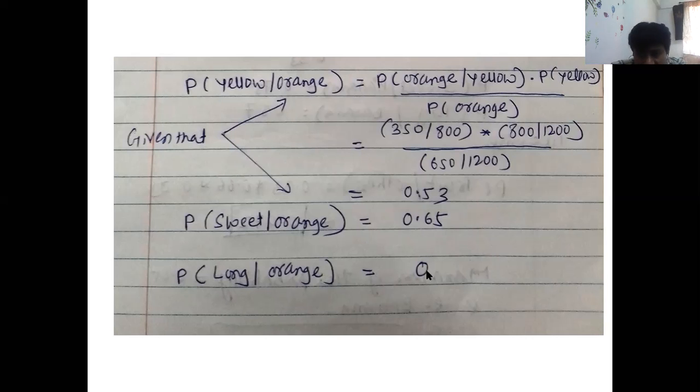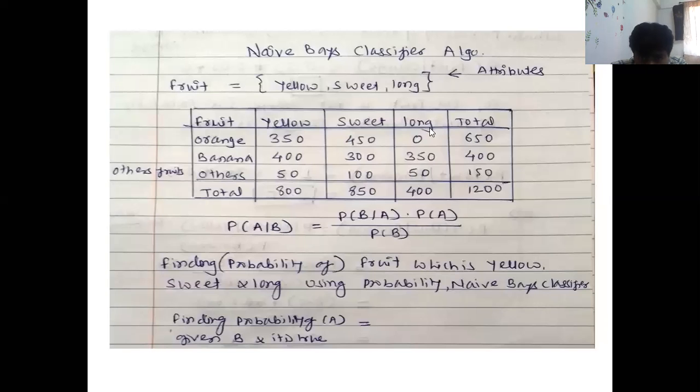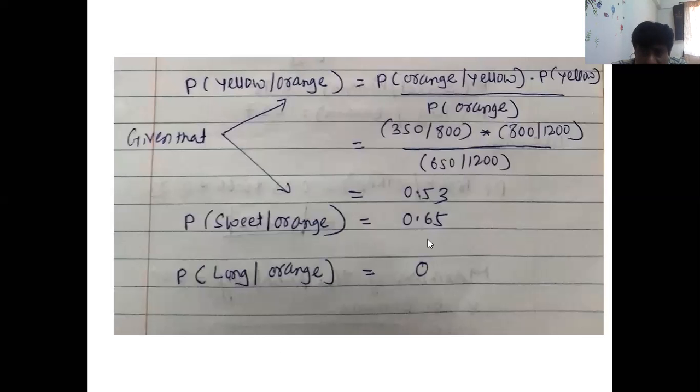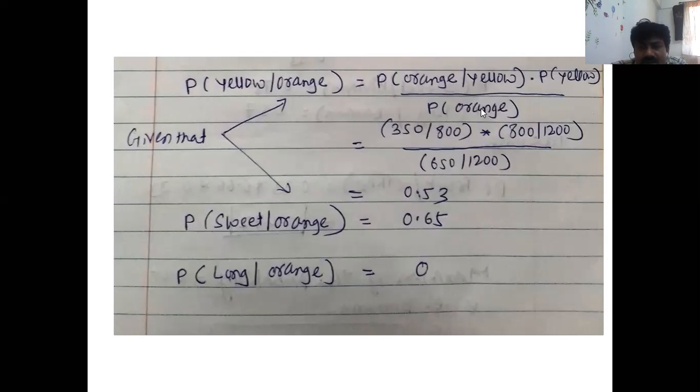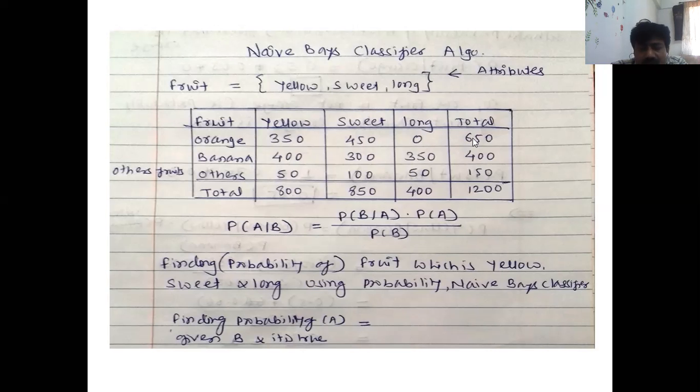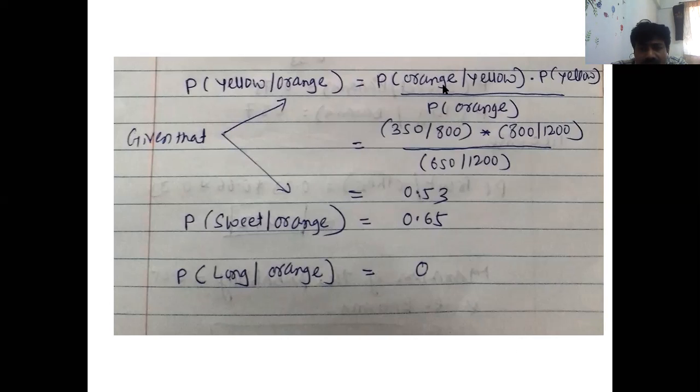How will we see that here? We need to compute long with respect to the orange, right? So this particular value will be 0. So out of these 3, one value will become 0, and which value will become 0? That is the probability of orange given long.